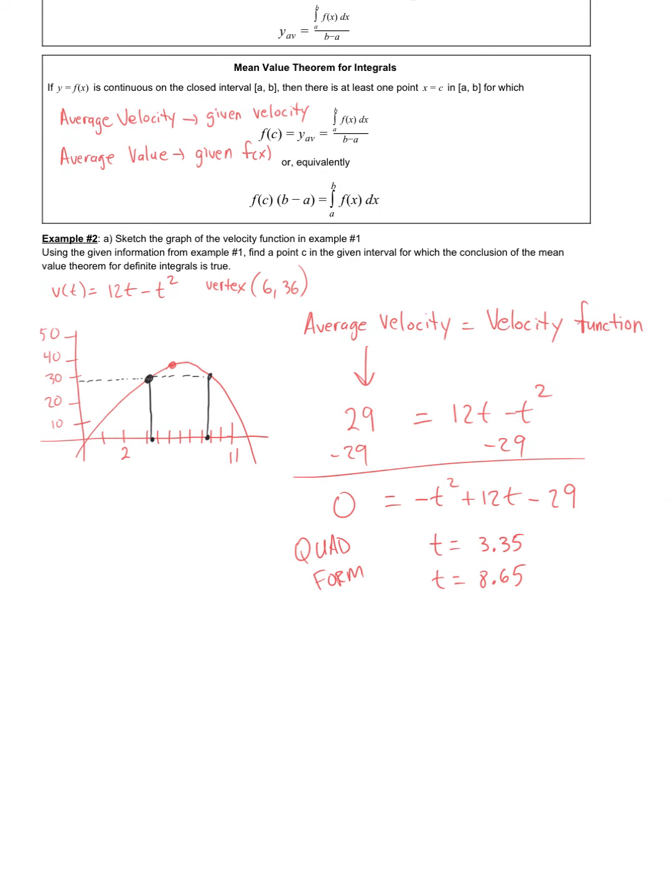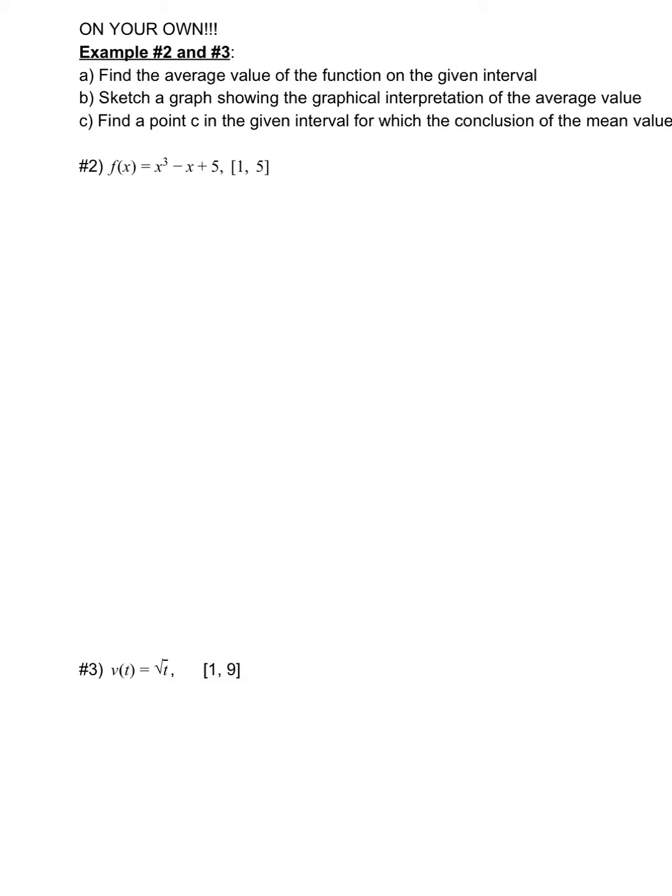All right, so we're just going to highlight it here. The mean value theorem for integrals, that is where you take your average velocity and you set it equal to the velocity function. And you're just looking for values in your interval where if you go up to the function, it corresponds with the average velocity. That's it. Now we're just going to practice it. All right? Okay, let's look at the next example.